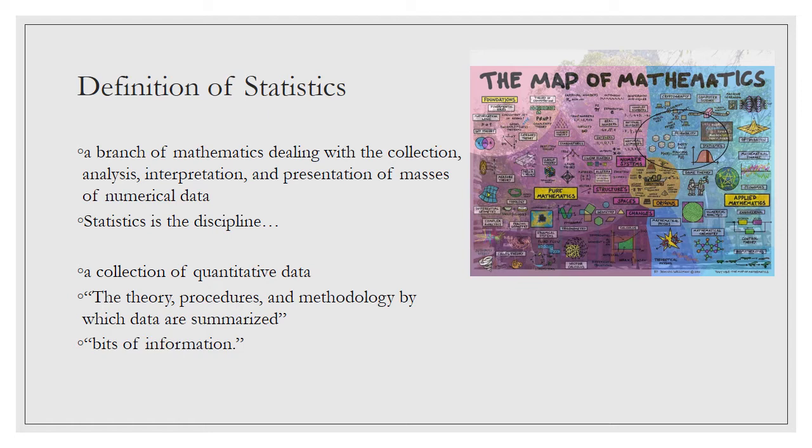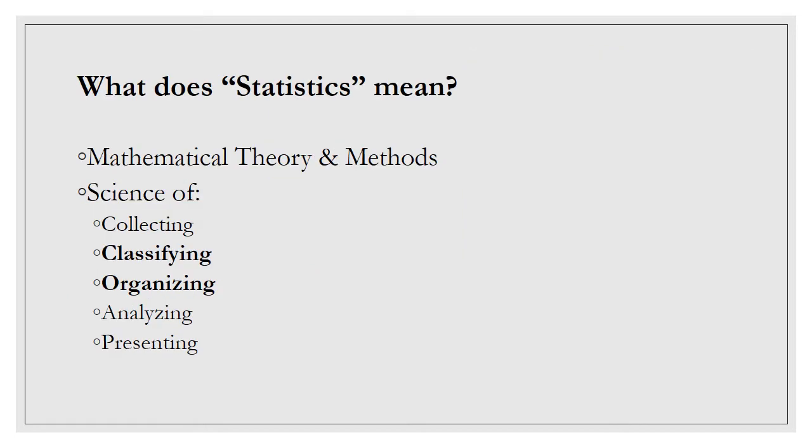It's the theory, procedures, and methodology by which data are summarized. When I think about what statistics means, of course, it's things like mathematical theory and the statistical analysis and methods, symbols, and terminology that all goes around with statistics. But it's also part of science, right? We go through, we come up with a hypothesis, we collect data, we classify and organize that data, we conduct an analysis, which is actually what often people associate with statistical methods, and then we present that information. Here we're going to focus on the description and how to make sense of our data.